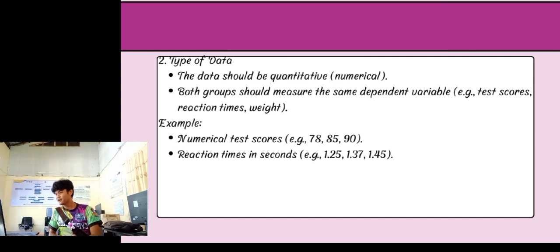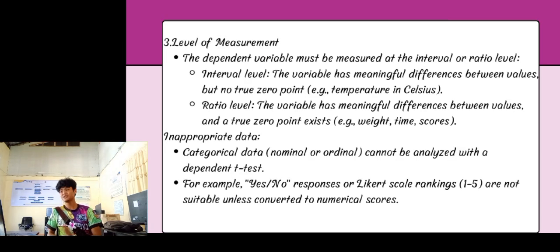So number 3, level of measurement. The dependent variables must be measured at the interval or ratio level. Interval level: the variable has meaningful differences between values but no true 0 point. Example, temperature in Celsius. Ratio level: the variable has meaningful differences between values and a true 0 point exists. Example, weight, time, and scores.